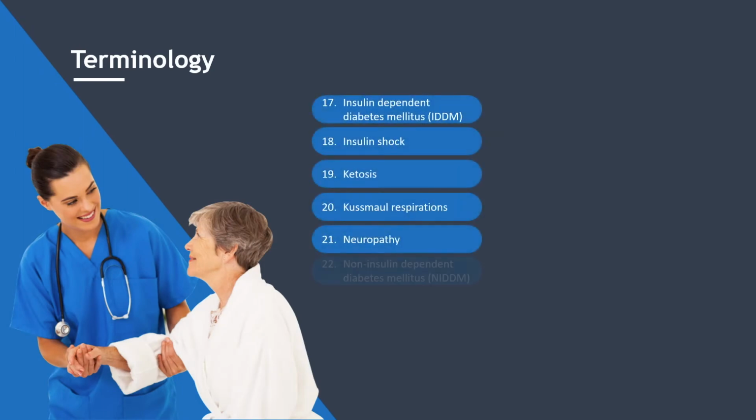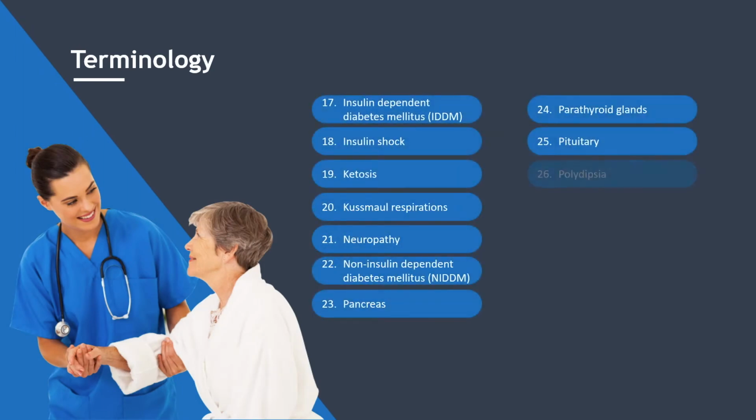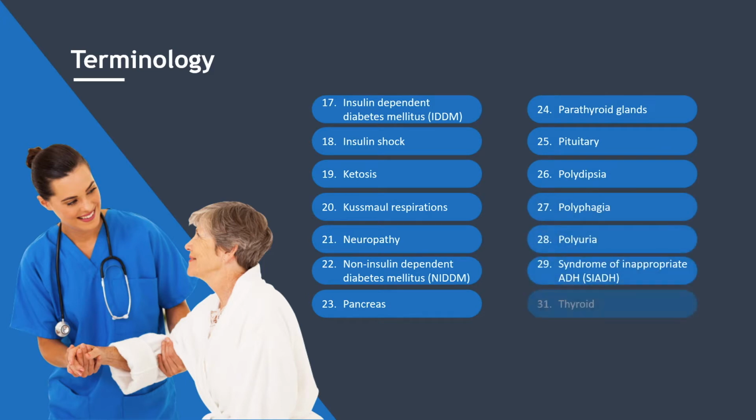Insulin-dependent diabetes mellitus, insulin shock, ketosis, Kussmaul respirations, neuropathy, non-insulin-dependent diabetes mellitus, pancreas, parathyroid glands, pituitary, polydipsia, polyphagia, polyuria, syndrome of inappropriate ADH, thyroid.